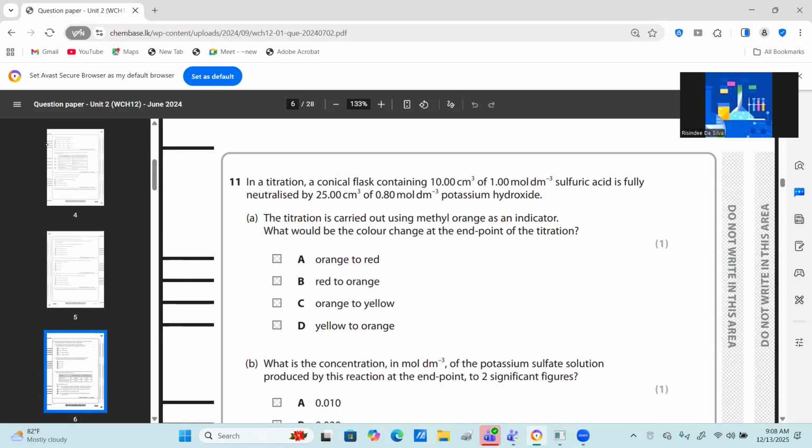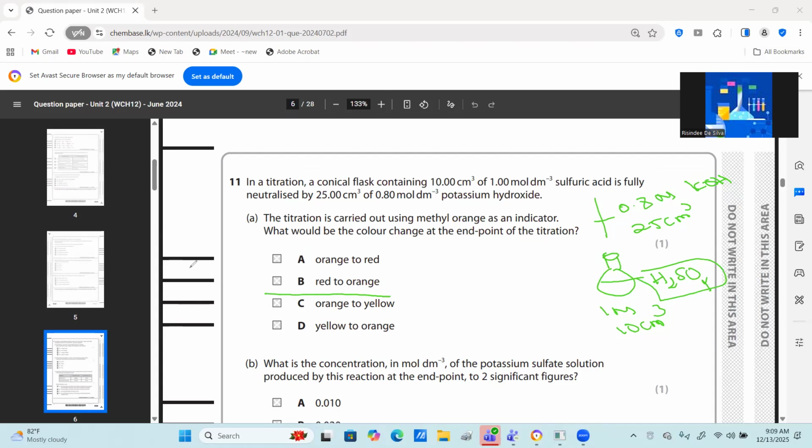Then the 11th one, in a titration conical flask, you have the acid, sulfuric acid, and they have given the concentration 1 M, 10 cubic centimeters. In the burette, you have 0.8 M and 25 cubic centimeters of potassium hydroxide. So when we add the indicator, we are adding the indicator to the solution in the conical flask. We have an acid in the conical flask. So the color change is from red to orange. Correct answer is B.